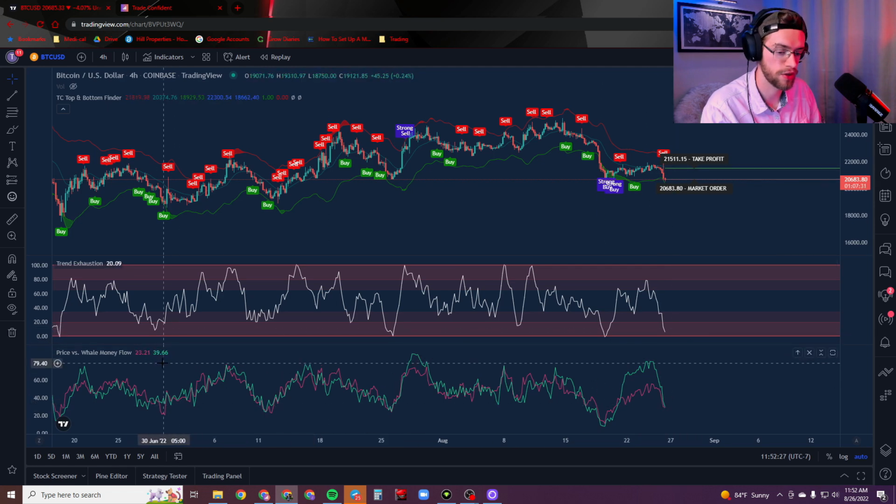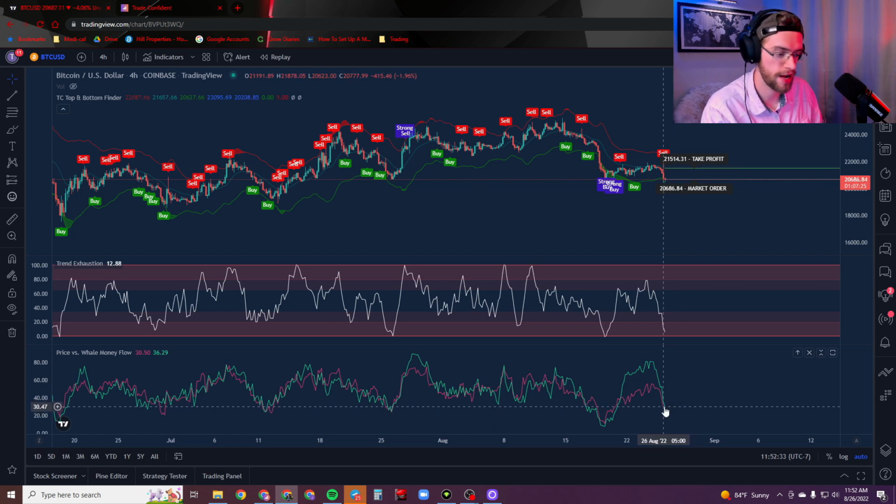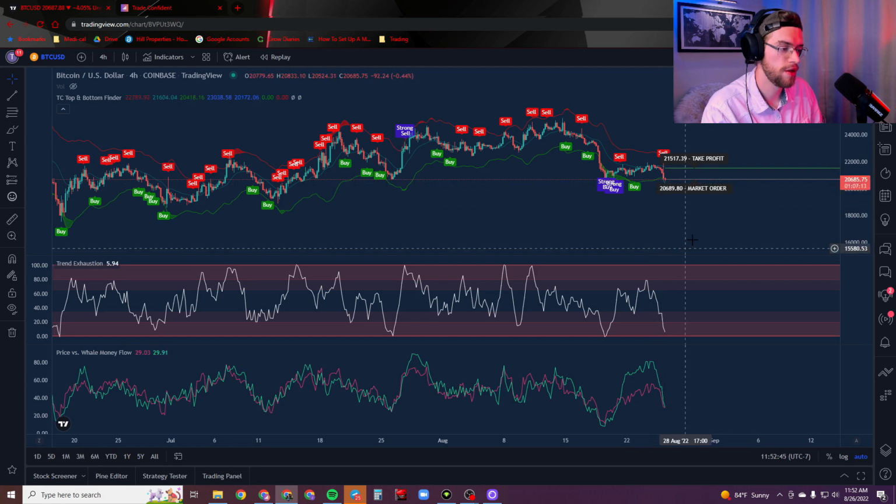You'll notice here there's a green number. You can use that to judge exactly where it is. Right now, we are just about at the 30 line. So this is looking like we could be seeing a good entry soon. On top of this, you can see that the TC top and bottom finder is near its bottom green section. Because all of these are in their bottom sections, we are looking for a long trade setup.